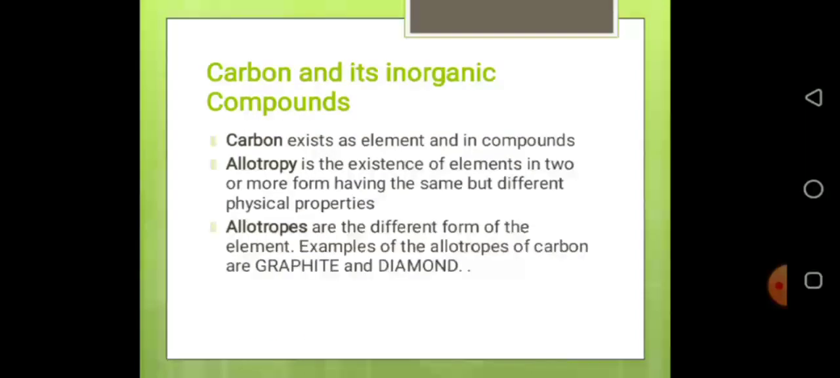So carbon exists as an element and in compound. Then allotropes. What is allotropes? Allotrope is the existence of an element in two or more forms having the same chemical but different physical property. Allotropes are the different forms of an element. Examples of allotropes of carbon are diamond and graphite.